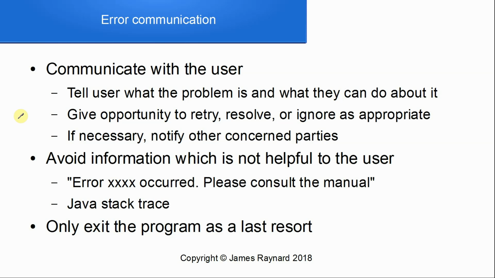If there's some way they can try and fix things up, so for example, if the file we're reading from can't be found because the program's in the wrong folder, we could pop up a dialog box and the user can navigate around the file system and locate the file. Or the user may decide that the problem's not serious and they can carry on working as it is without having to do anything more, in which case they will just ignore the problem.